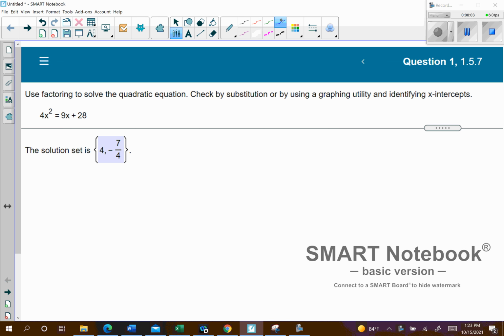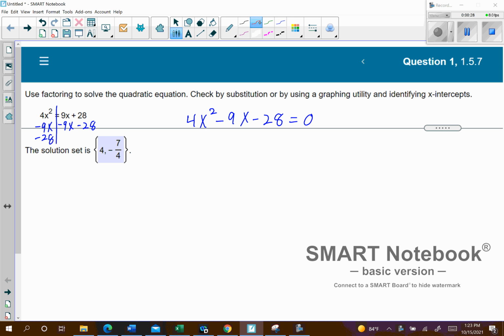Okay, so the first thing we want to do is set this equal to 0. So we'll subtract the 9x and 28 from both sides. And so now we end up with 4x squared, take away 9x, take away 28 equals 0.